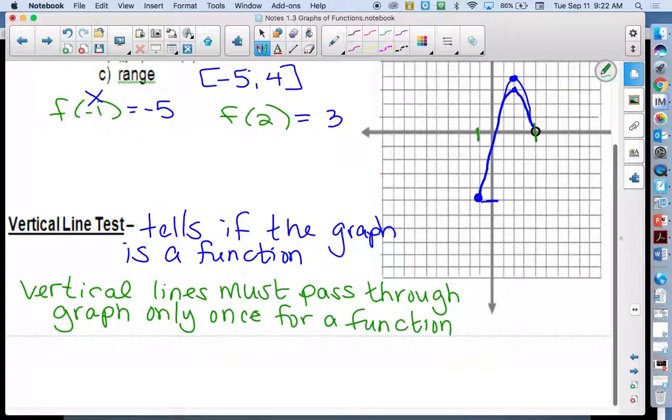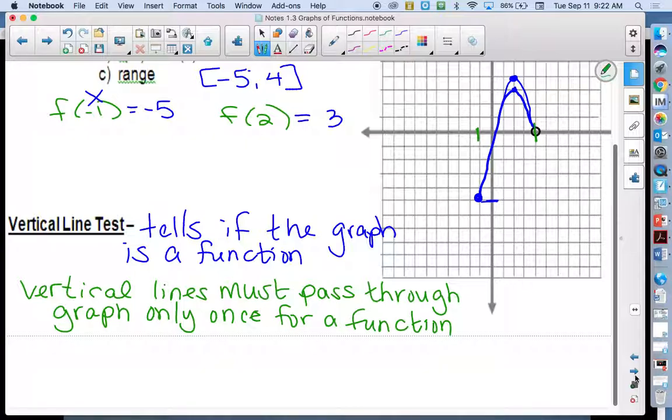So if it passes through the graph once, it's a function. More than once, it would not be a function. So when you're looking at the graph, you draw vertical lines, little vertical lines, imaginary vertical lines, invisible vertical lines. Make sure it passes your graph lines for it to pay attention. Questions?